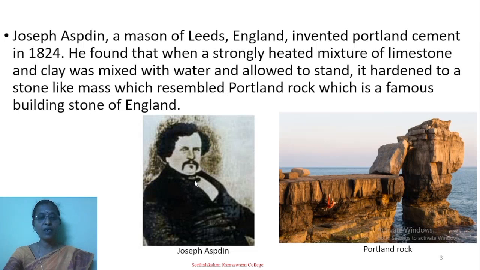Joseph Aspdin, a mason of Leeds, England, invented Portland cement in 1824. He found that when a strongly heated mixture of limestone and clay was mixed with water and allowed to stand, it hardened to a stone-like mass which resembled Portland rock, which is a famous building stone of England.